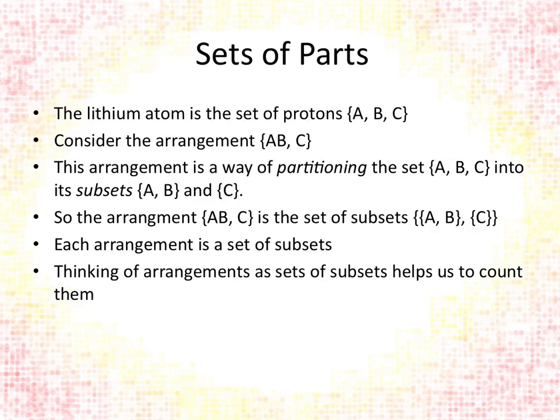What we do is talk about sets of parts when we're talking about complexity. The lithium atom is the set of protons A, B, and C, 3 different protons. And look at this arrangement where we stuck A and B together and had C separate. That arrangement is a way of partitioning the set A, B, C into its subsets A and B, and C. So the arrangement that consists of A and B stuck together and C separate off to the side is a set of subsets, right? It's the set that contains the subset A and B and the subset C. Each arrangement of protons, given some set of protons, is a set of subsets of that original set. Thinking of arrangements as sets of subsets helps us to count arrangements. That's why we do this exercise.